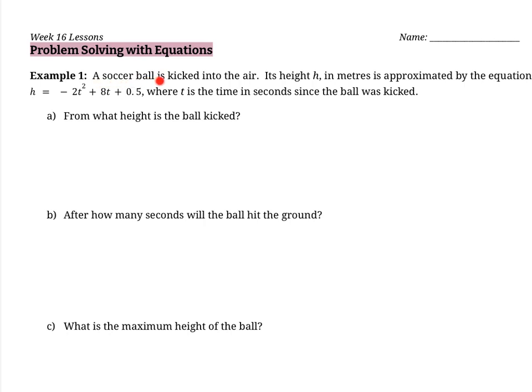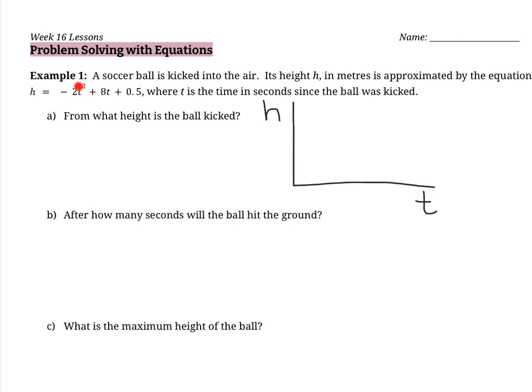Let's read this question now. It says a soccer ball is kicked into the air. Its height in meters is approximated by this equation, where t is the time in seconds since the ball was kicked. Does this make sense that this shape is going to be a parabola? So imagine instead of x and y, we have t down here and h over here. And it says that t is our time in seconds and h is our height in meters.